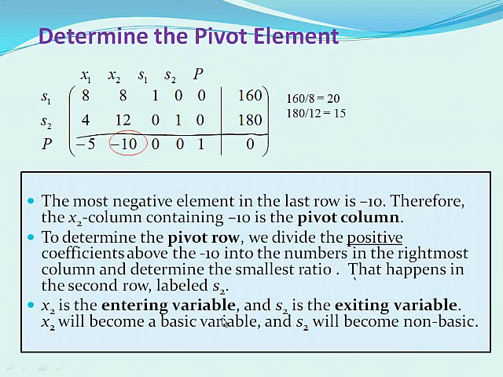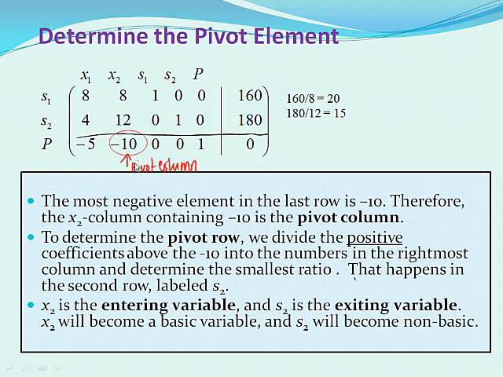Determining the pivot element. In a simplex tableau, in order to process the tableau further, we need to determine the pivot element. This is how we do that. The most negative element in the last row, which we call the decision row, will correspond to the pivot column. So in this case, negative 10 is the most negative number. So the second column is going to be the pivot column. So this is the pivot column.